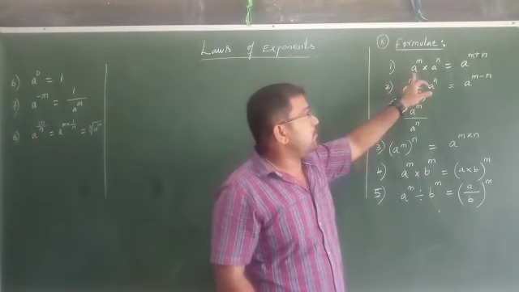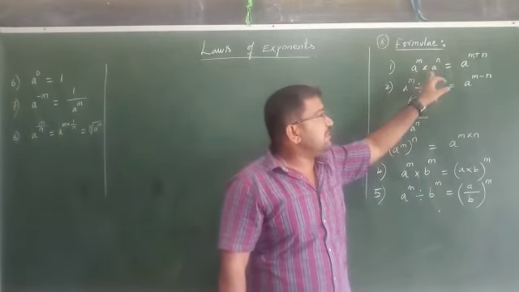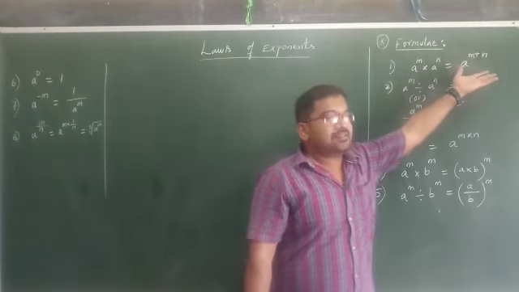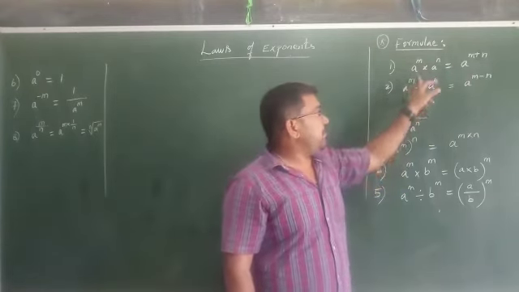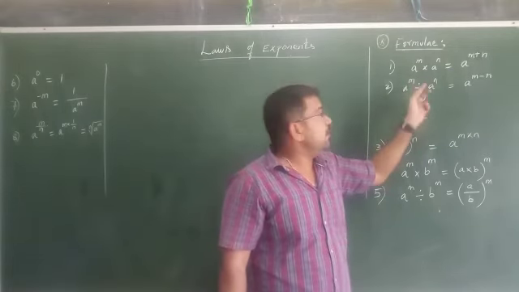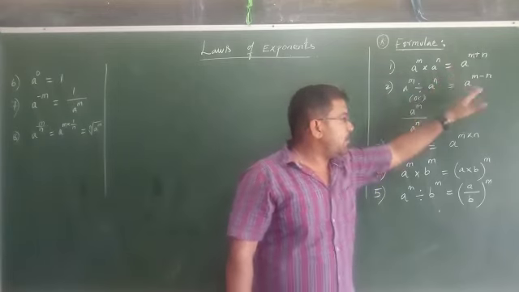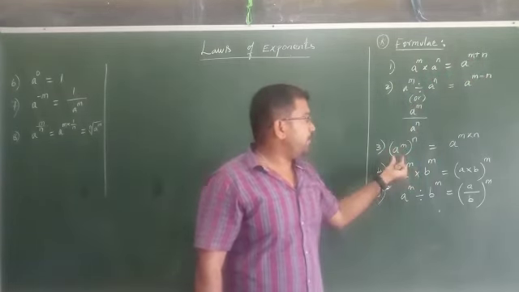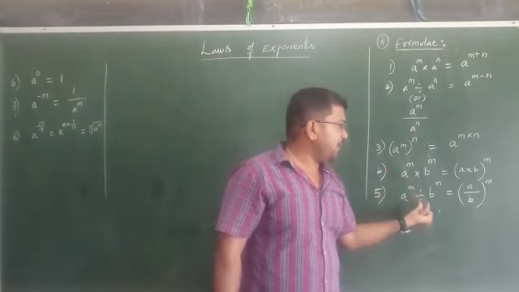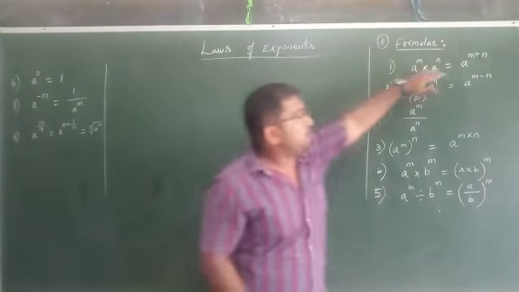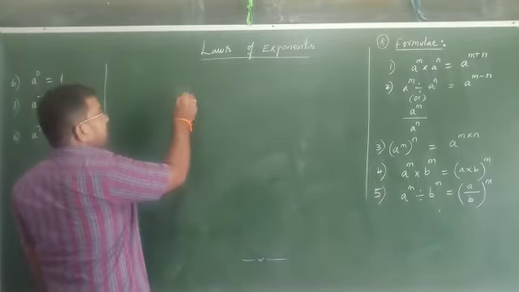See, the first formula is a power m into a power n. When we are multiplying the exponent terms, we have some formula. And for a power m divided by a power n, we have another. So only when we multiply or divide, we use these formulas, right? So the first formula is a power m into a power n.